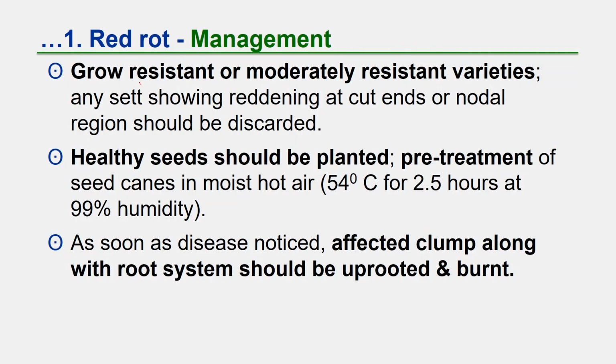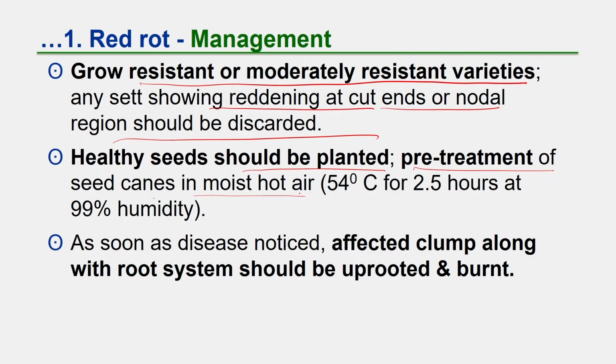Management: grow resistant or moderately resistant varieties of sugarcane. Any set showing reddening at cut ends or nodal regions should be discarded. Healthy seeds should be planted. Pre-treatment of seed canes in moist hot air, 54 degrees centigrade for 2.5 hours at about 99% humidity. So this kind of hot air treatment is good. It not only removes the fungal inoculum, but it can also kill some viruses and phytoplasma, etc.